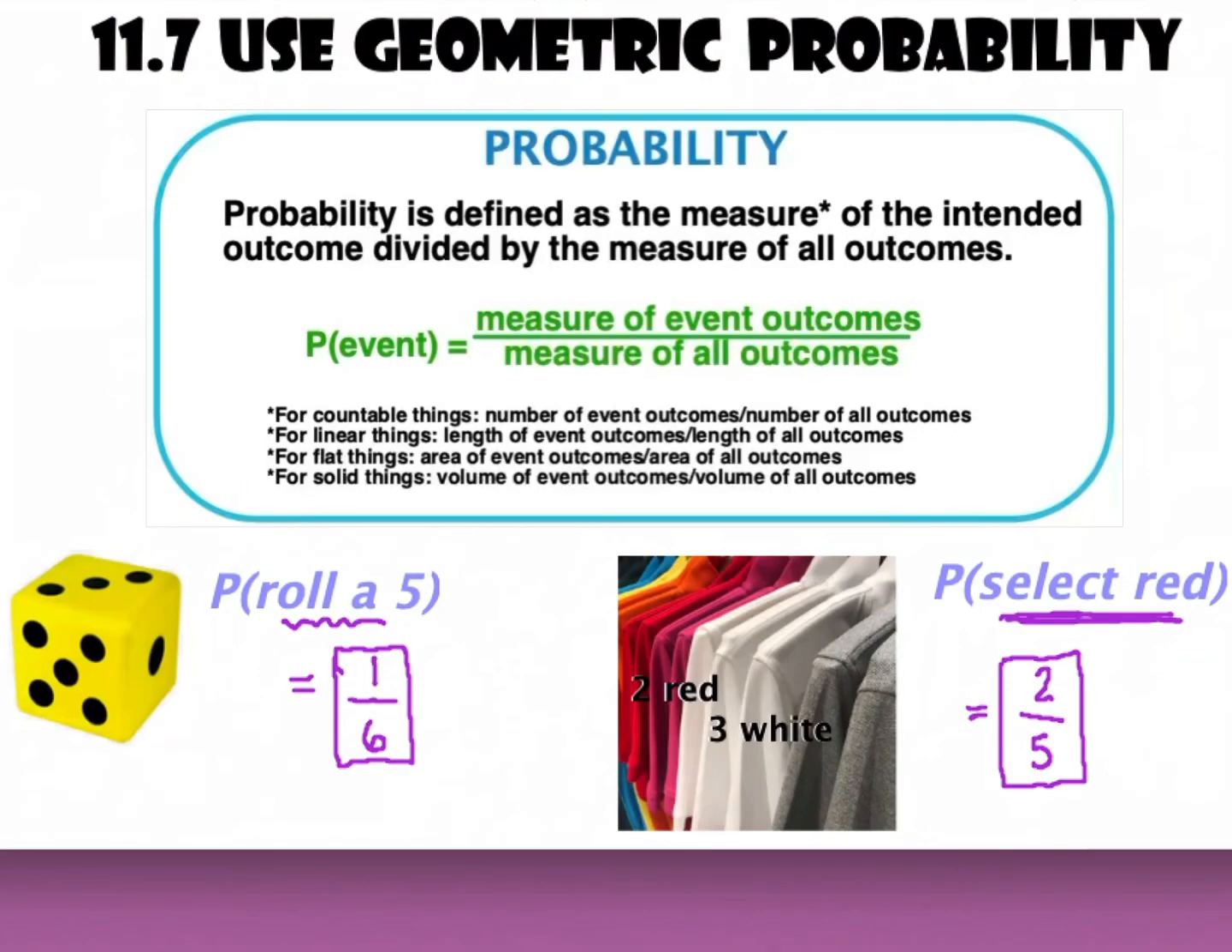So why are we learning about probability again in geometry? Because a lot of the times you're going to use lengths and areas and maybe even volumes to measure probability. And they call that geometric probability.